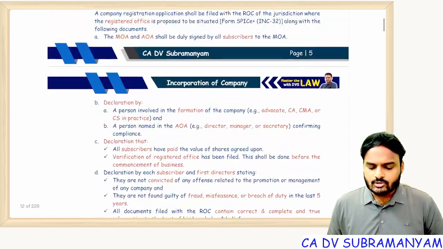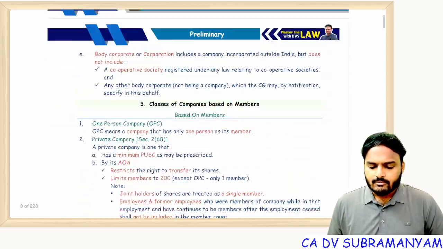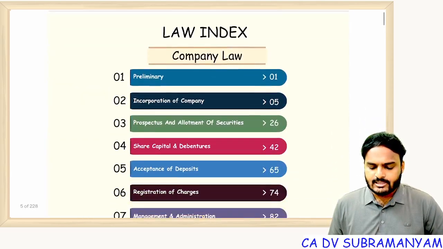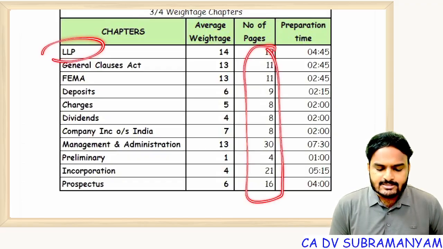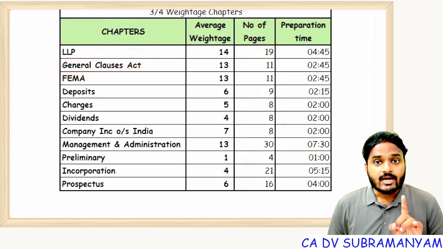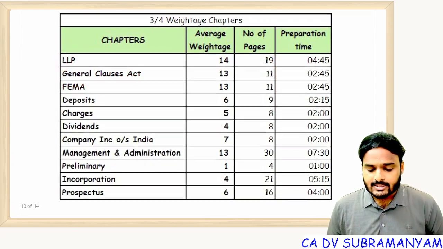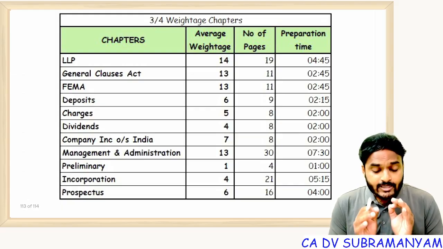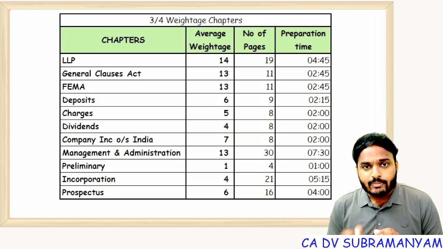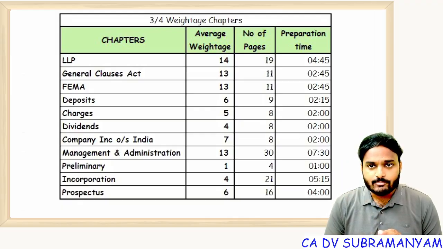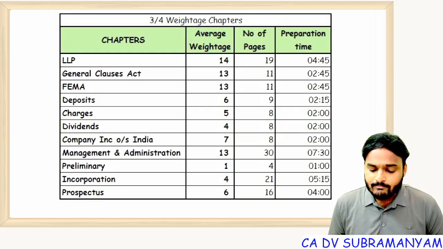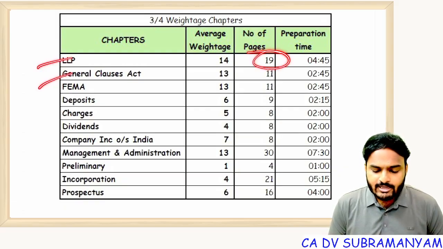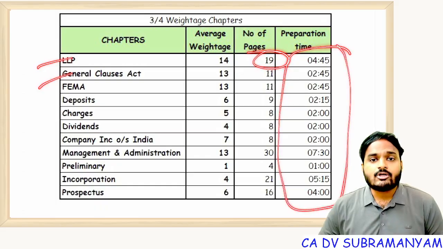And here you can find the index. Based on this index, I gave the number of pages each chapter consists of. And I did one more analysis here. Suppose it takes 15 minutes to complete one side of a page, then how many hours are required to complete each and every chapter? That budget time also provided.